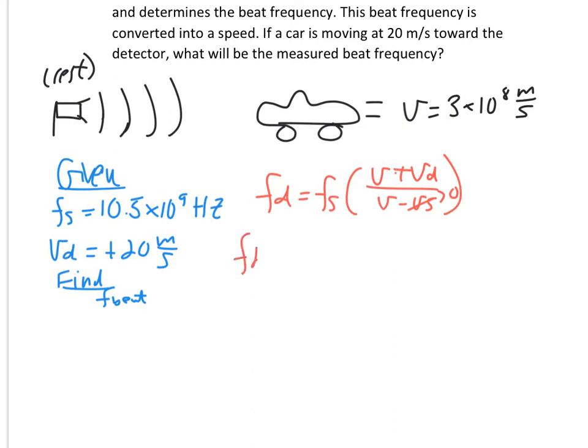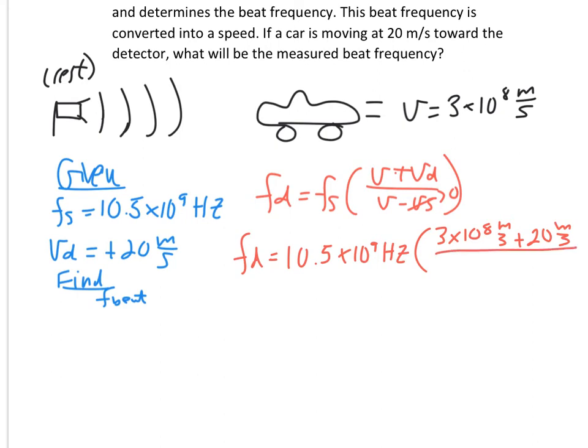So frequency detected equals 10.5 times 10 to the 9th hertz times 3 times 10 to the 8th meters per second plus 20 meters per second over 3 times 10 to the 8th meters per second. This comes out to, and I'm going to write the whole number, 10.500007 times 10 to the 9th hertz. So similar, but not exactly the same. How do you figure out the beat frequency?